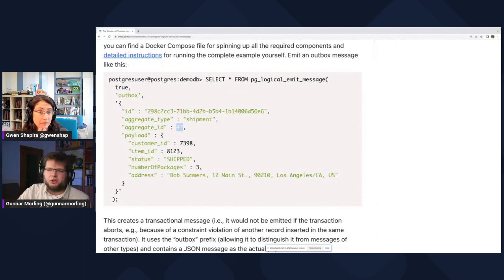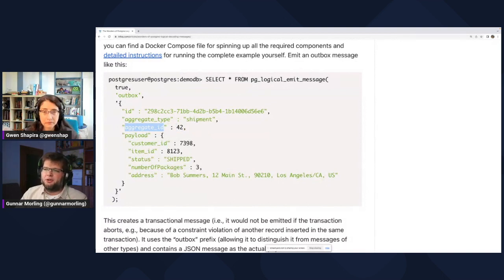The reason why I would want to do this is because I would, for instance, ensure correct ordering semantics, right? I want to make sure that all the messages for shipment 42 arrive at the consumers in exactly the same order as I have emitted them as logical decoding messages. So consumers receive them in the correct order, which means in terms of Kafka, I would want to use this aggregate ID as my Kafka message key, so they all go into the same partition.